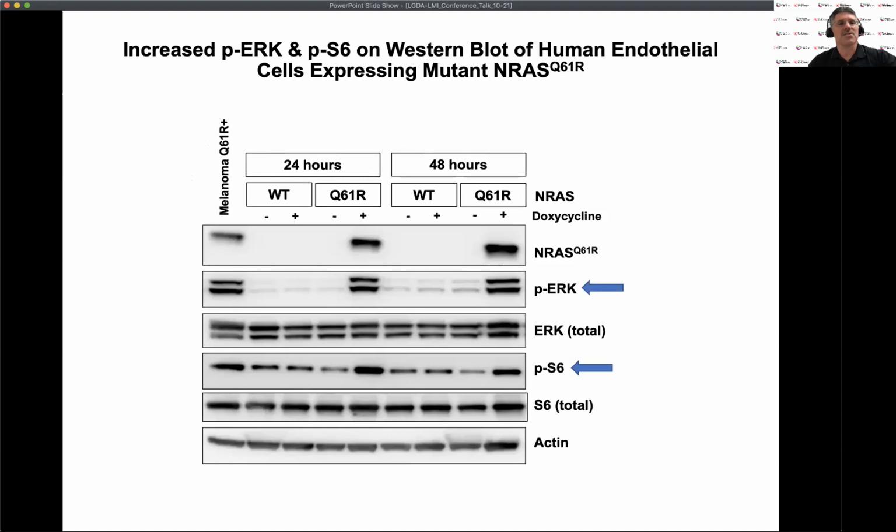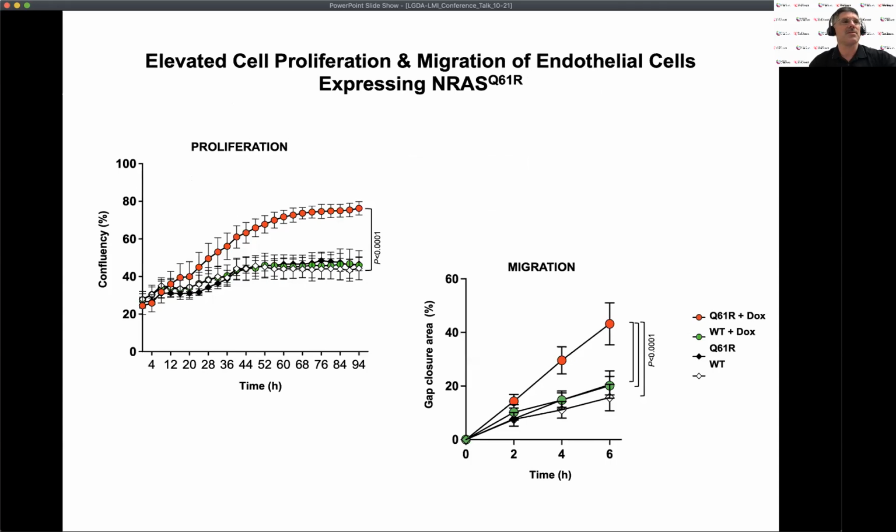Here are Western blots showing expression of mutant NRAS protein, phospho-ERK levels, phospho-S6, as well as total ERK and total S6, and actin as a loading control. The increase in phospho-ERK levels and phospho-S6 in the mutant cells on DOX indicates hyperactivation of the MAP kinase and PI3 kinase signaling pathways in the NRAS mutant cells.